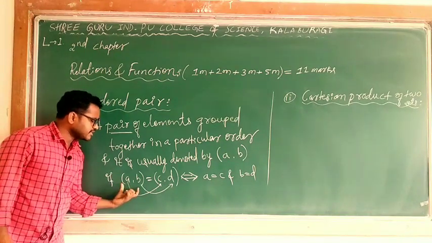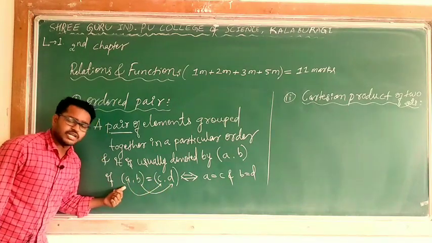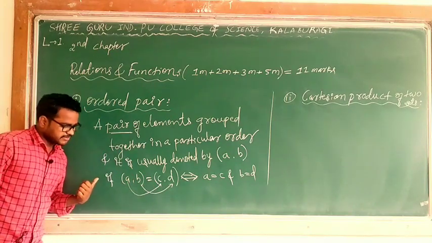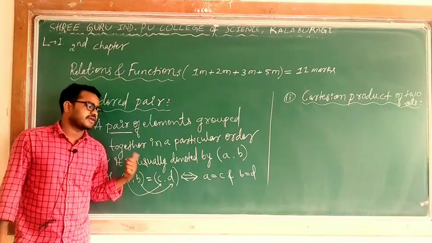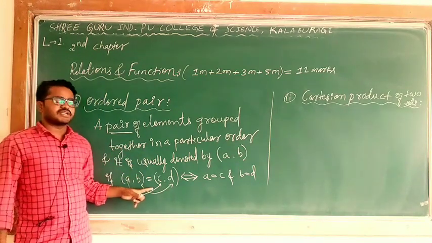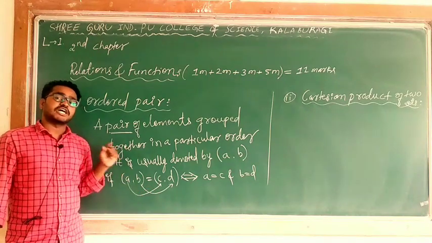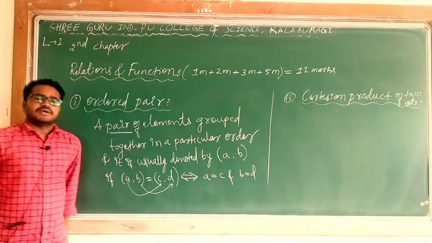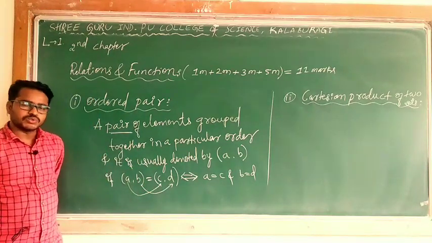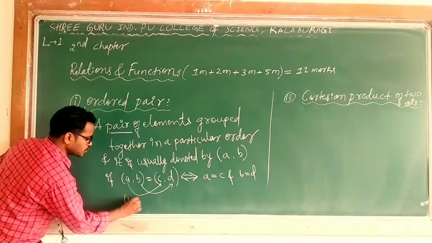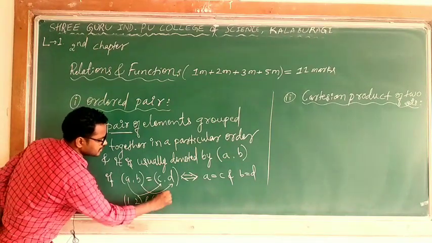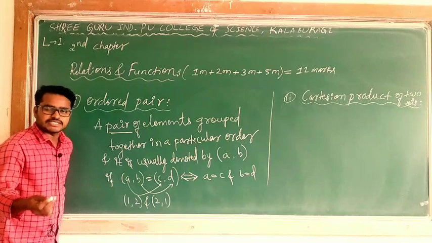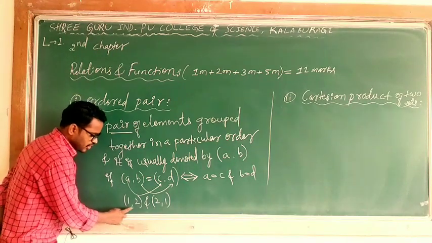This means that if this ordered pair and this ordered pair are equal, then the first element of the first ordered pair equals the first element of the second, and the second element of the first equals the second element of the second. So A equals C, B equals D. When I say (1, 2) and (2, 1), are these two ordered pairs equal? No, because when we say two ordered pairs are equal, their corresponding elements are equal.